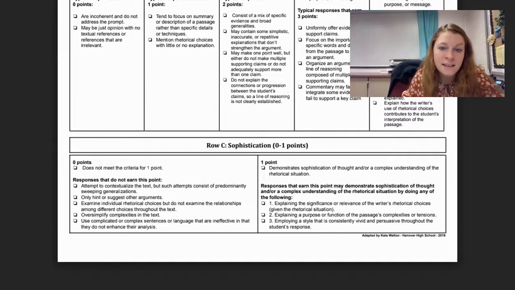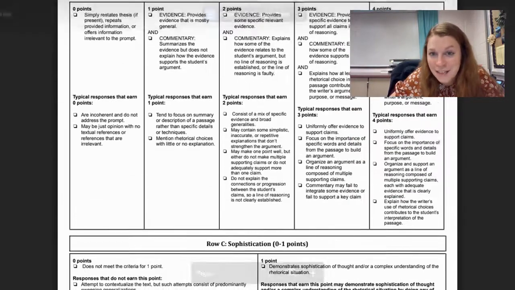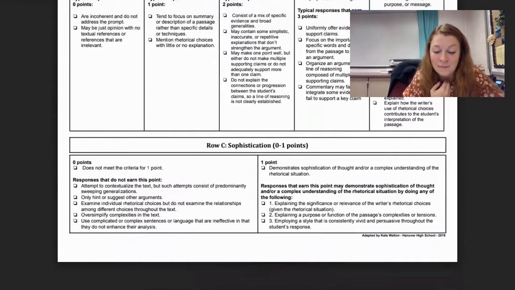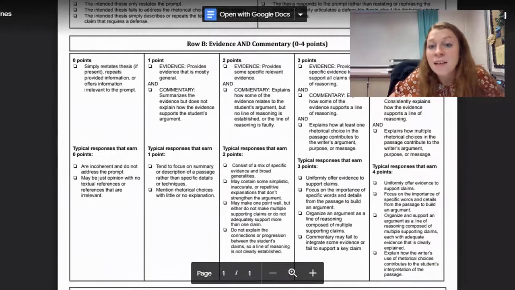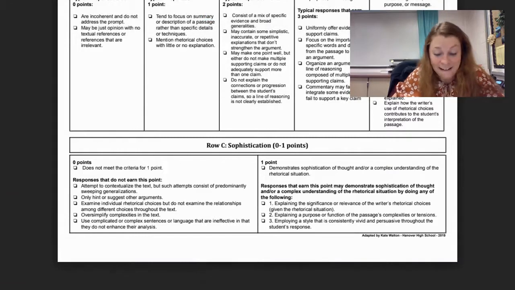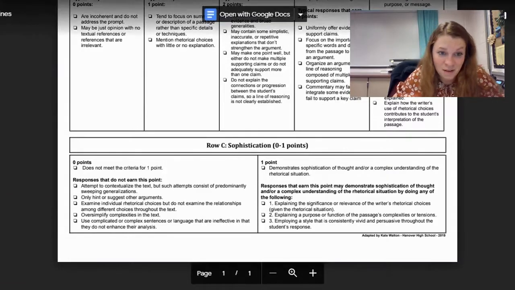So the last thing that we're going to go over here, the last point that you can earn, is sophistication. The only way that you can earn this point is basically if you get a 3 or a 4 in the commentary and evidence. If you get a 0 to 2 points, you're not earning this point down here. Okay, so we're going to go over this. It does not meet the criteria for 1 point.